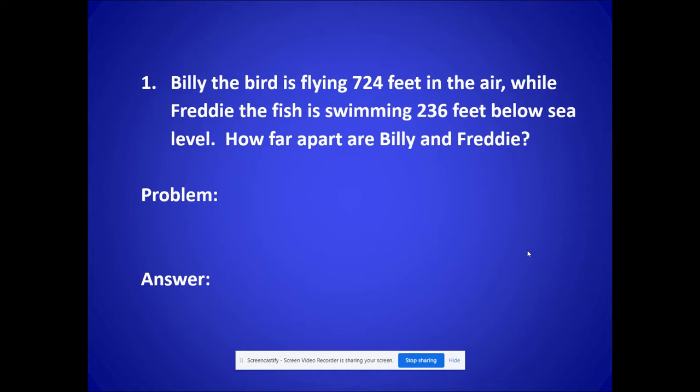So you're going to take the absolute value of both of these numbers, and then you're going to add them together to get the distance between Billy and Freddie. So we would have the absolute value of 724 plus the absolute value of negative 236. The values of both of these are positive, so you have 724 plus 236. So the distance between Billy the bird and Freddie the fish is 960 feet.